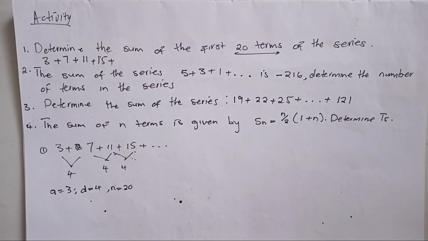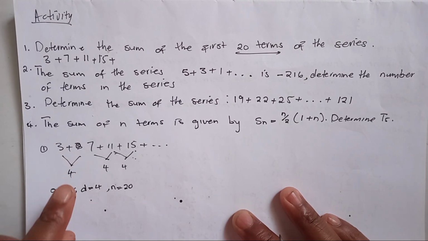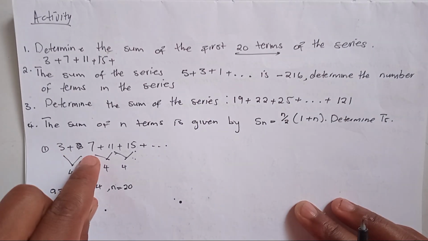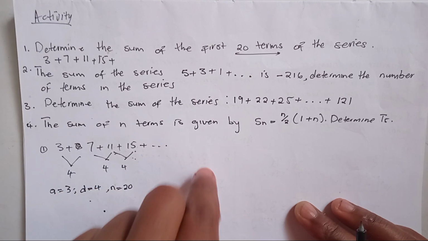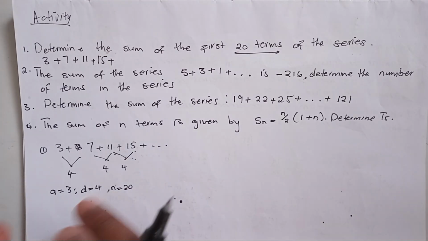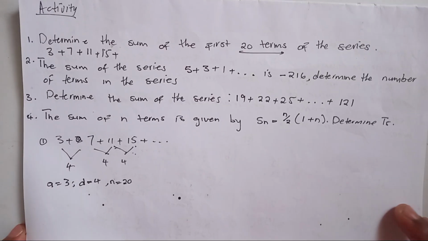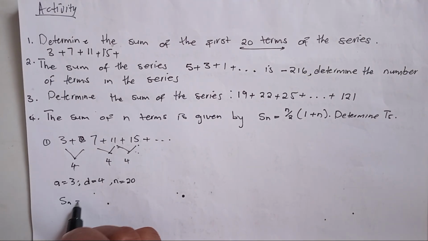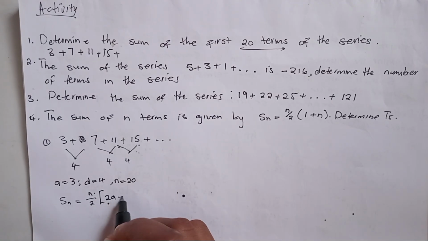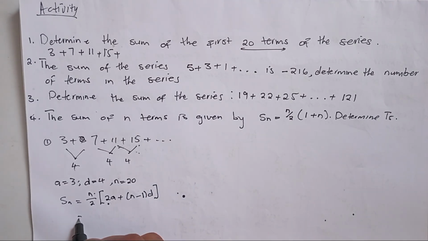Now, what are we going to do here? How are we going to get the sum of the first 20? What does this question mean? It means that we have to say 3 plus 7 plus 11 plus 15 plus, and so on, up until we reach 20. So let's work on that. And we already know that this one is an arithmetic series. So for an arithmetic series, we know that Sn is equivalent to n over 2 all into 2a plus n minus 1 d.